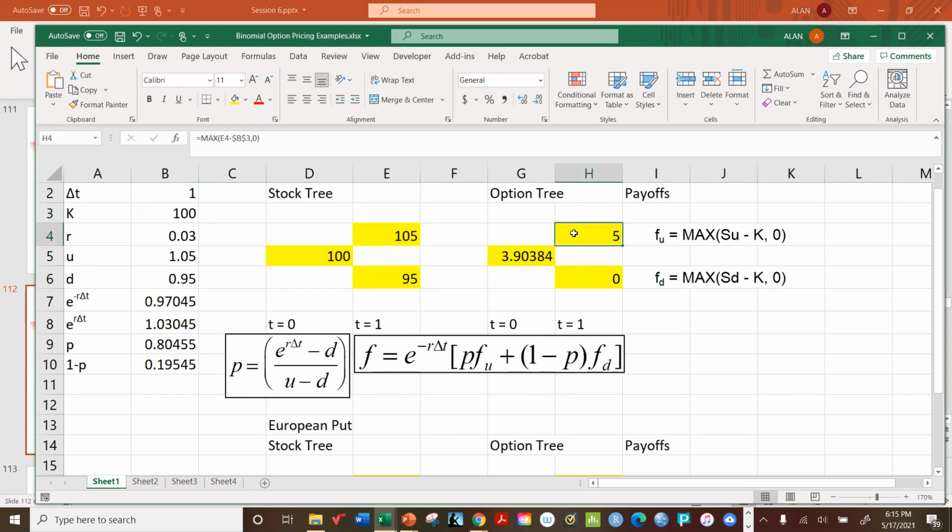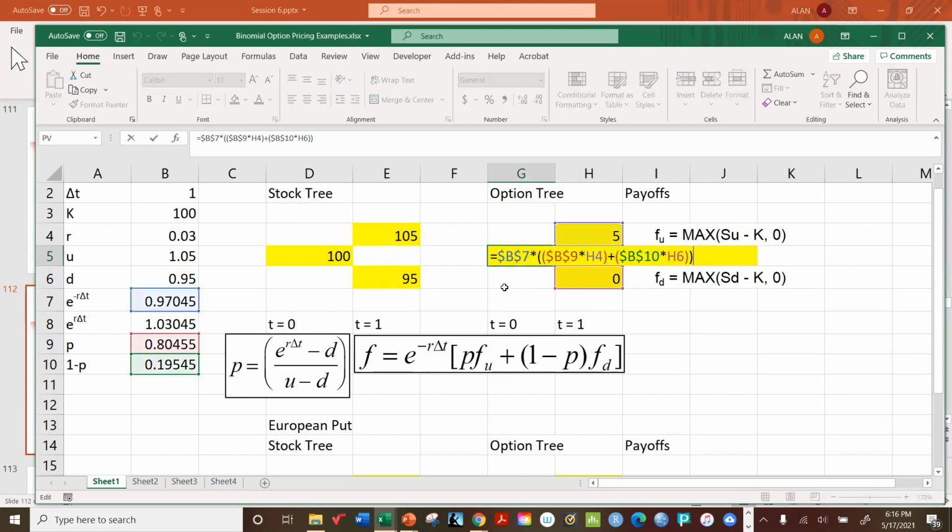So that means you'd have a payoff of $5 in this upstate, but now down here, the price goes down to 95. And that means the option will not be exercised and the payoff will be 0. So this cell is this formula right here. So I've got the present value, B7, times, in parentheses, B9, the probability of an upward movement. The H4 is right here. This is the value of the option if we go up. Then we have B10, 0.19545 times the value if we go down, which is right here.